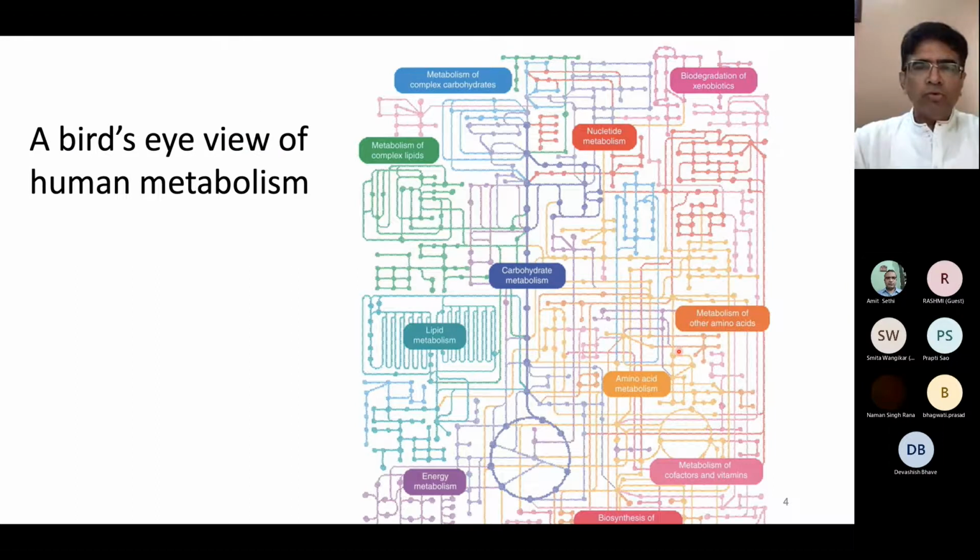So what are metabolites? This is just a bird's eye view of metabolism, and this kind of metabolism will be common to all living systems: humans, bacteria, plants, and so on. The dots are metabolites and the lines are the reactions. So we are interested in the metabolism in general, and we are interested in identifying the metabolites and their relative concentrations.